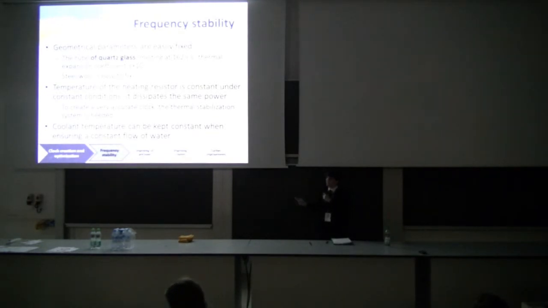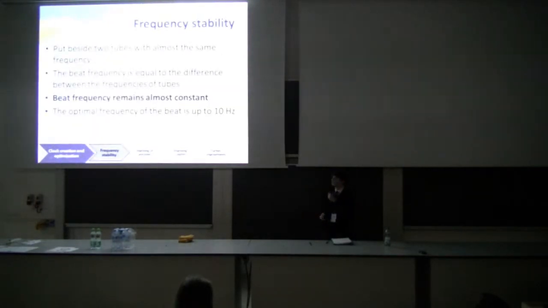Coolant temperature can be kept constant using a constant water supply. But some other parameters like room temperature and so on cannot be fixed so easily. So we decided to put two tubes into one room. Two tubes with almost the same frequency in almost the same conditions would have almost the same frequencies, as I told. And we don't look at this frequency, but we look at the beat frequency between them. And the beat frequency remains almost constant after changing any conditions.